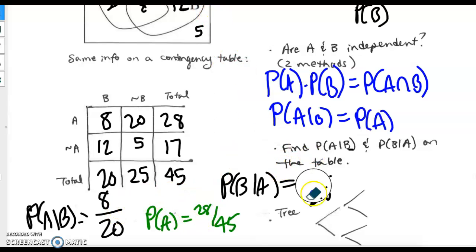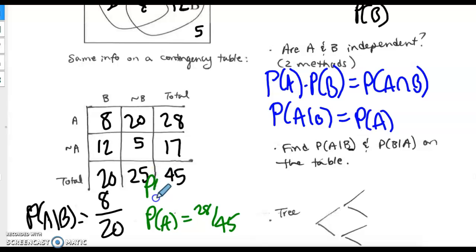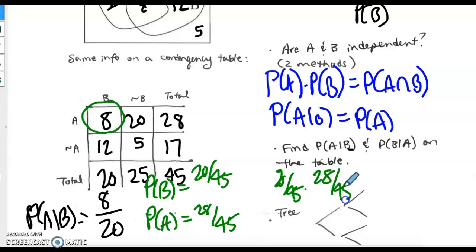Another way to do that would be to look at the probability of A. I'm going to also look at the probability of B. In this case, the probability of B is 20 out of 45. And the intersection of A and B is right there. It's 8 out of 45. So if 20 out of 45 times 28 out of 45, if these two individual probabilities multiply together to equal the overlap, which is 8 out of 45, then they would be considered independent. Those are not going to equal each other, but that's how you would go about proving independence from there.